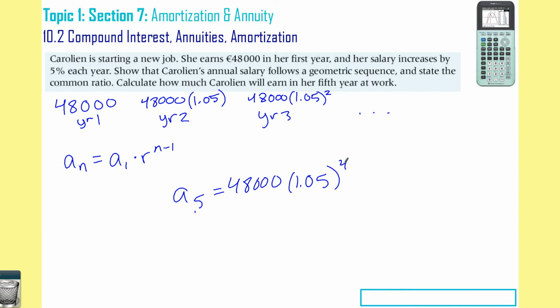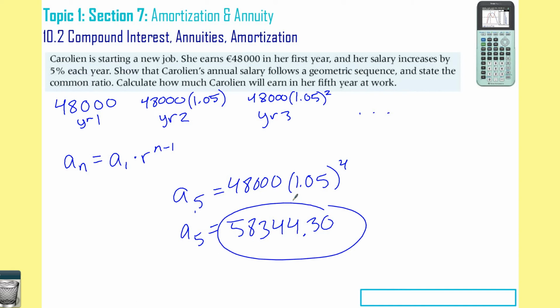Okay, so then we just plug that into our calculator. All right, so our calculator gets, use my pen. So in the fifth year, it is $58,344.30. Okay, that's how much she will earn in her fifth year.